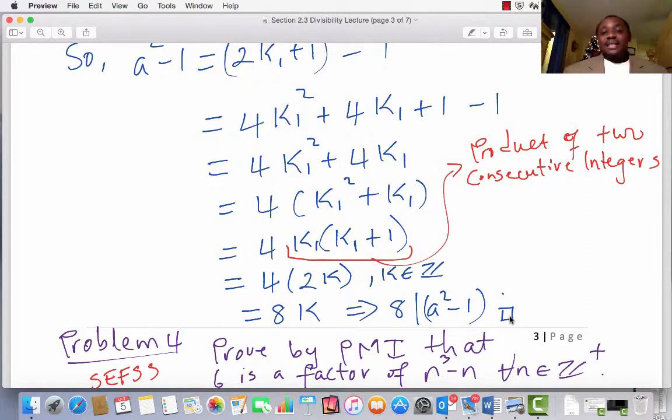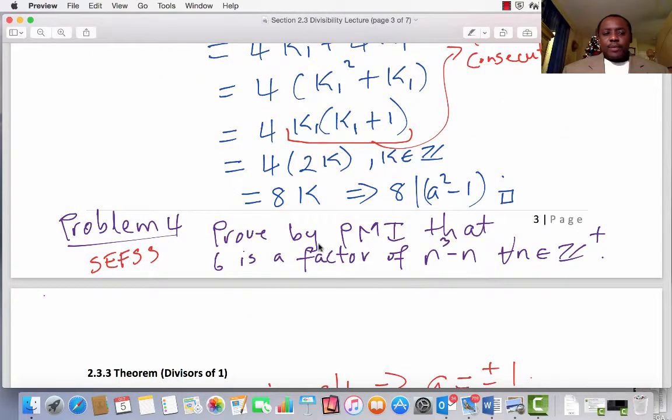This is a classic move in abstract algebra. Whenever you're given A squared plus A, always view it as A times A plus 1, which is the product of two consecutive integers, and that equals 2k.